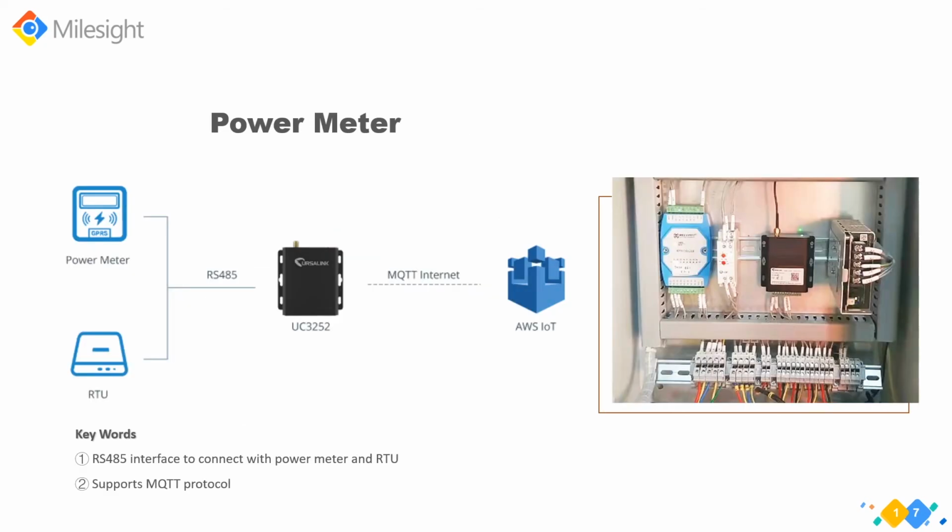And a smart meter project. This solution contains an RTU power meter and the Milesight cellular remote I/O controller UC3252. This is the 2G-based controller. And finally, it uses MQTT and the AWS IoT platform. The controller enables the communication with the power meter and RTU, collecting and transmitting data to the AWS IoT platform for analysis over the cellular network.